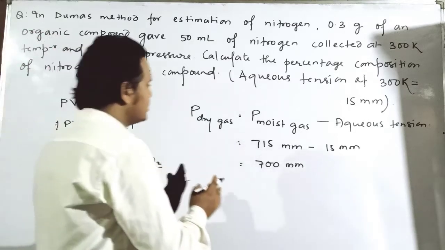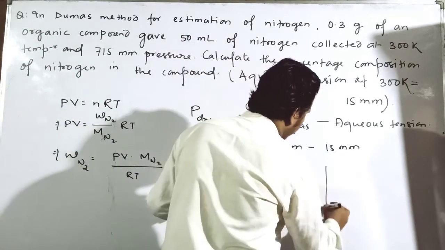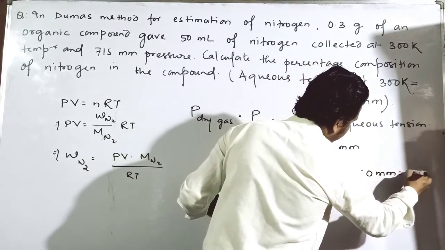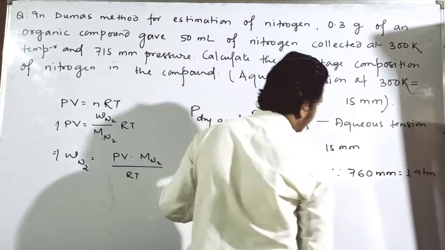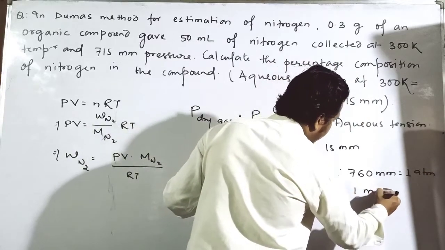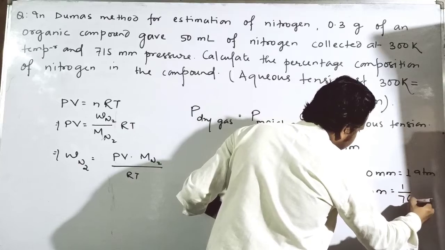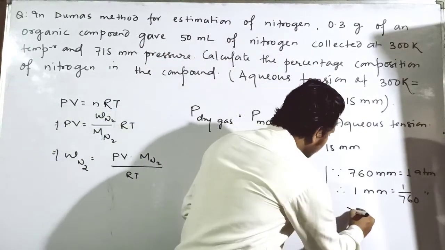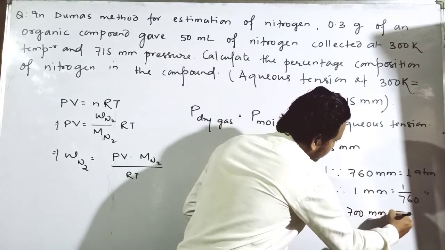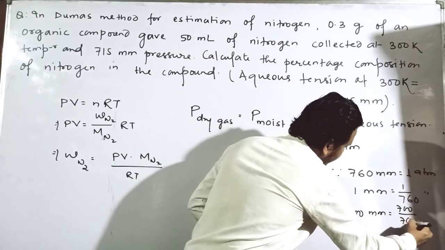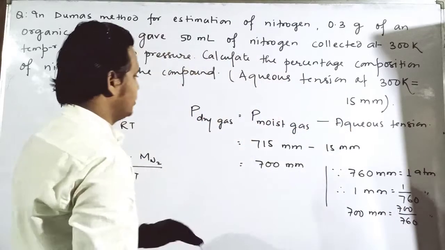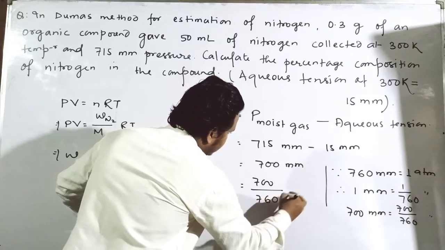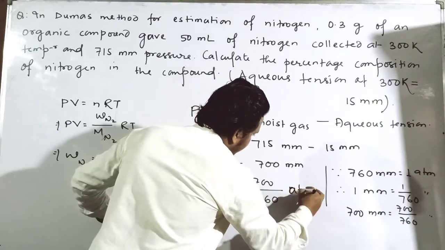This is in millimeter, but the pressure we use is in atmosphere. So convert this millimeter into atmosphere. Now we know 760 mm is 1 atmosphere. So 1 mm will be how much? 1 by 760. So 700 mm will be 700 by 760 atmosphere.